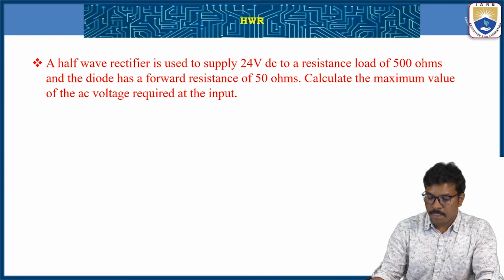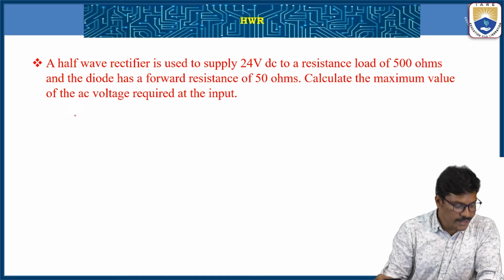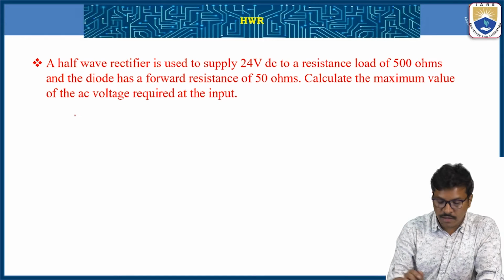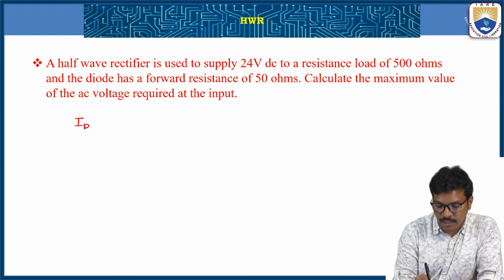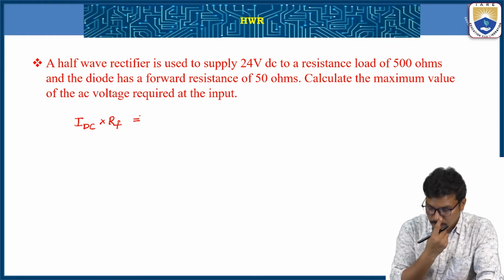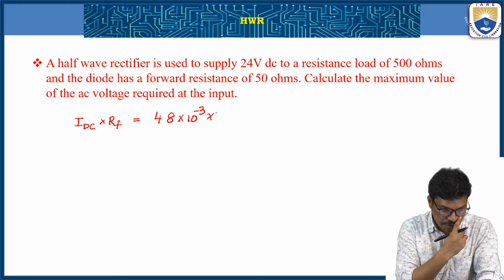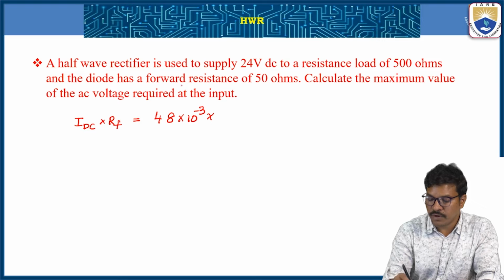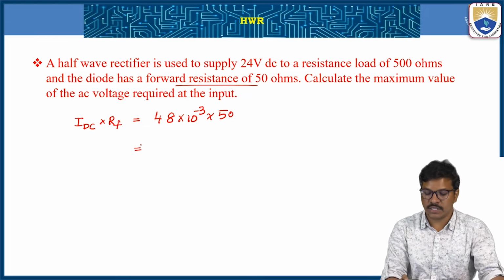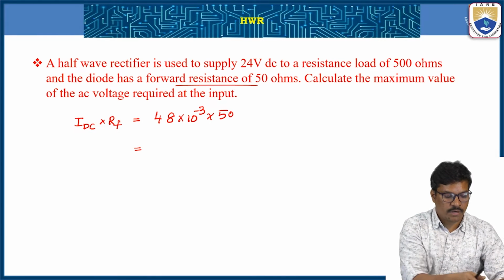So here, we know that IDC is equal to 48 milliamperes. Then IDC into RF is equal to 48 milliamperes into RF. RF is equal to what? We know that forward resistance RF is equal to 50 ohms.